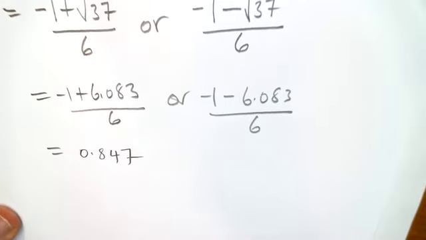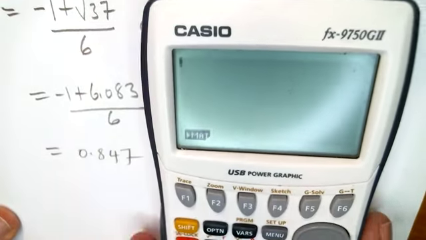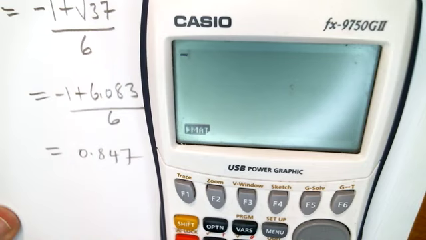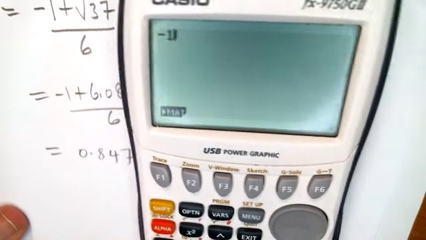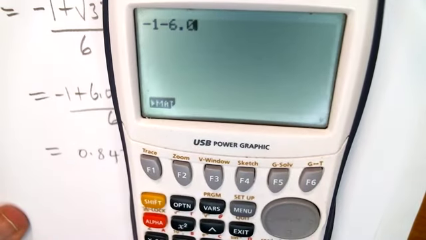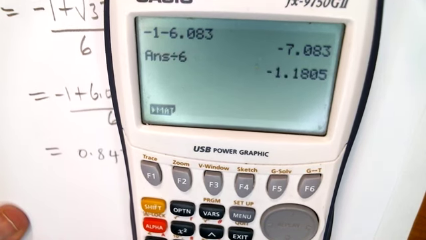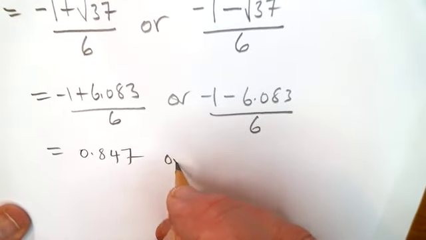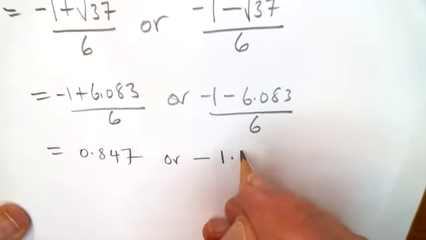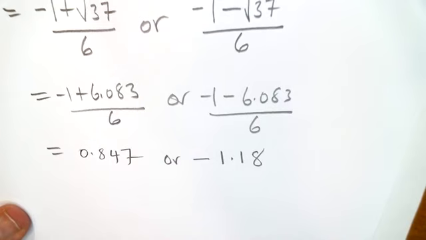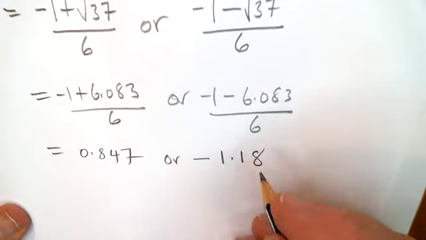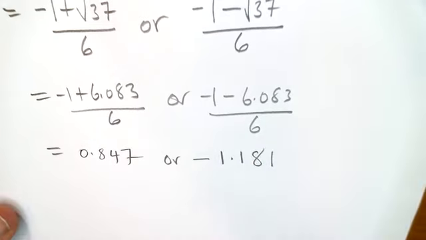Let's do the next one. And we're going to have a negative 1. That won't like negative 1, will it? Oh, it will. Negative 1. And this is going to be minus 6.083 again. Here we go. What does that come to? Negative 7.083. I'm going to divide the whole thing by 6. And we get negative 1.18, or negative 1.181.